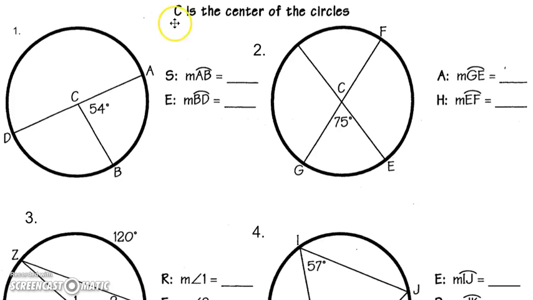First one here, we have C as the center of the circle. So AB is an arc that goes directly to this central angle, so we can say that AB is 54 degrees. And because BD is the diameter, BD is the rest of that half, 126 degrees.